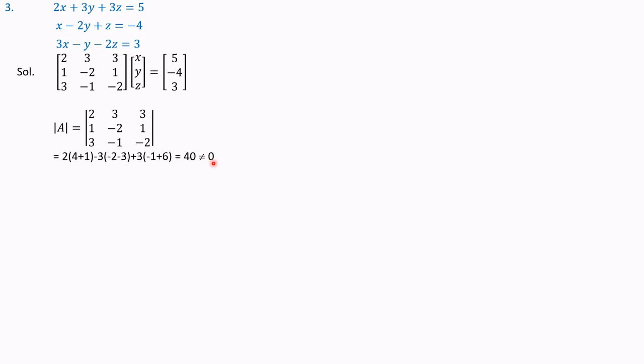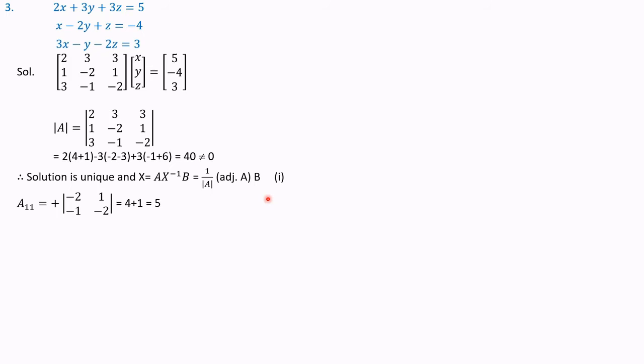So 40 is not 0, so the solution is unique, and x is given by x is equal to A to the power of minus 1 b, that is equal to adjoint A by determinant A into b. Now we have to calculate each element of the adjoint matrix.